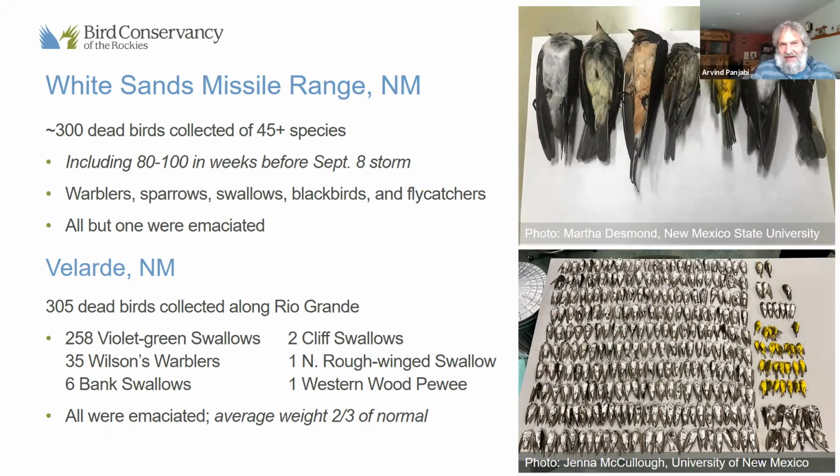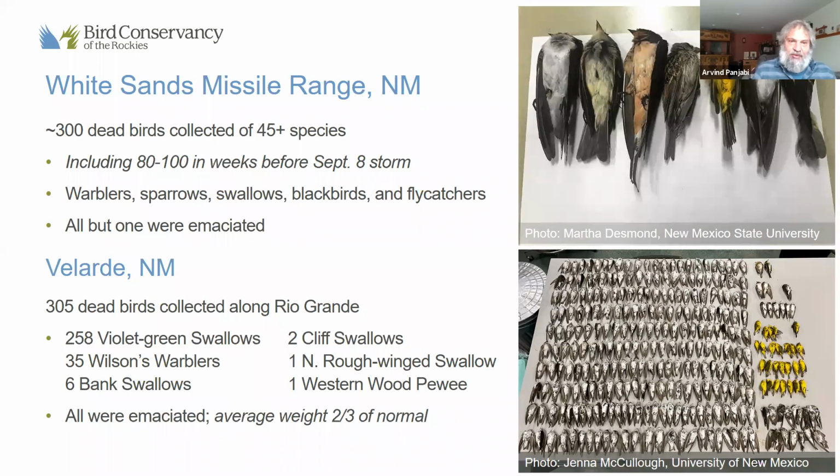There was also another fantastic report from Velarde, New Mexico, first reported on Twitter, but later followed up by scientists from the University of New Mexico, who found and collected 305 dead birds along a short stretch of the Rio Grande in Velarde, New Mexico, which is just about 40 miles northeast of Santa Fe. These birds were primarily violet green swallows, but also a significant number of Wilson's warblers and a smattering of other aerial insectivores, other swallow species, and flycatchers.